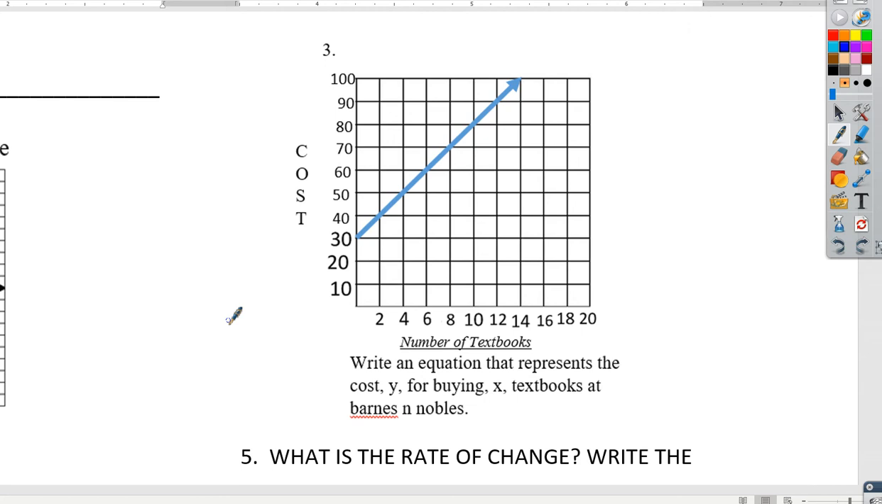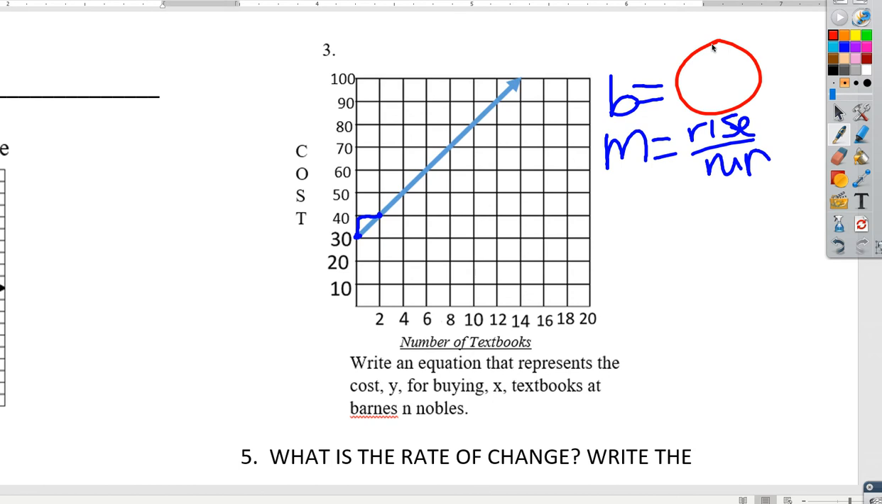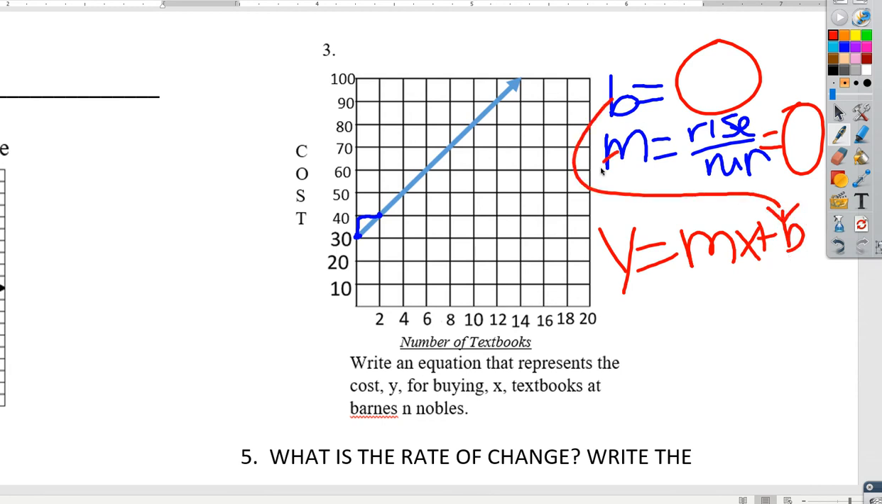First thing you gotta do is you gotta find the b. So what is the y-intercept? And the next thing you gotta do is find the m. So pick 2 points, find the rise and the run. Okay. So rise over run. Once you get something here and this number that you're going to get here, you're going to replace them into y equals mx plus b. So that one goes in here, that one goes in there, that's it.